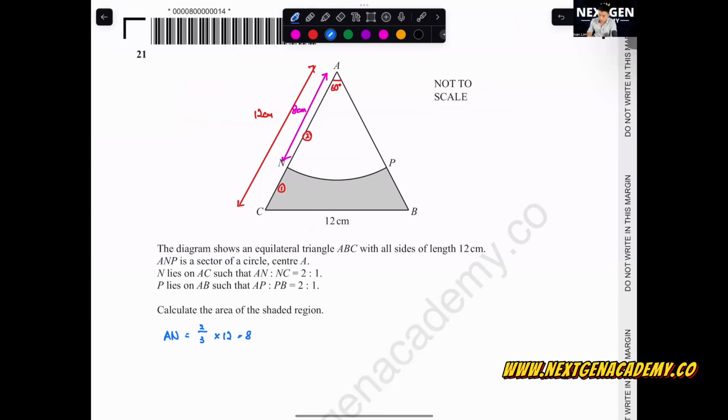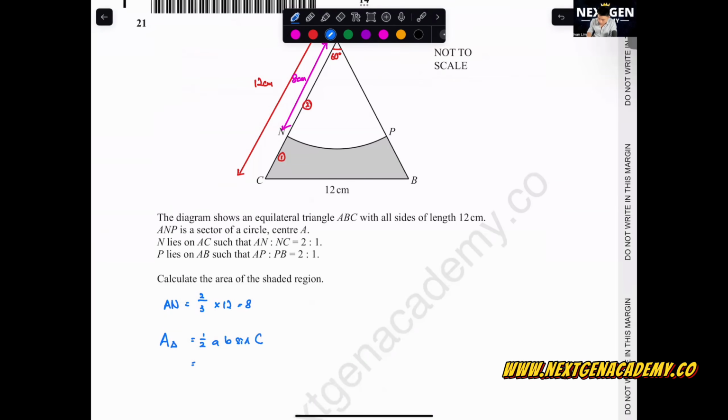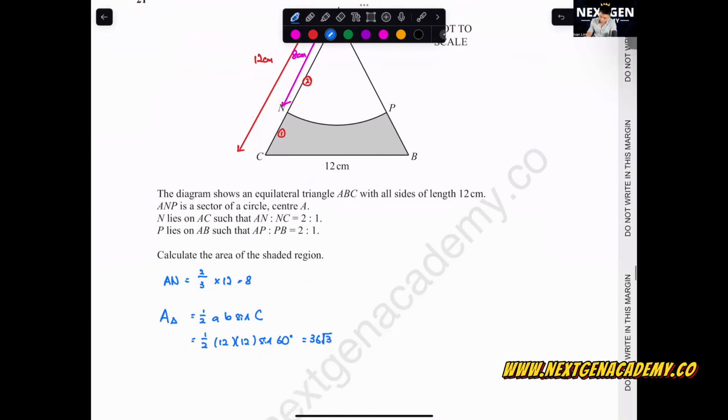We want to find the area of the triangle minus the area of the sector. What is the formula for the area of the triangle here? We can use 1 over 2 ab sine C. The a and b will be 12 and 12, so 1 over 2 times 12 times 12 times sine 60 degrees. This one just type in the calculator. Again, don't make your life hard. We will get 36 root 3.